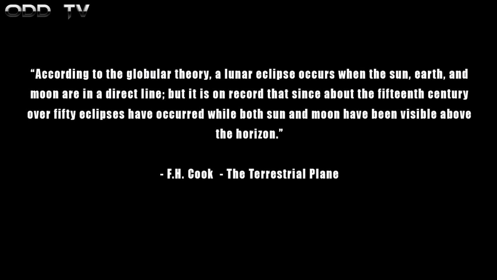In an old book by F.H. Cook called The Terrestrial Plane, it says this: according to the globular theory, a lunar eclipse occurs when the sun, earth, and moon are in a direct line. But it is on record that since about the 15th century, over 50 eclipses have occurred while both sun and moon have been visible above the horizon.